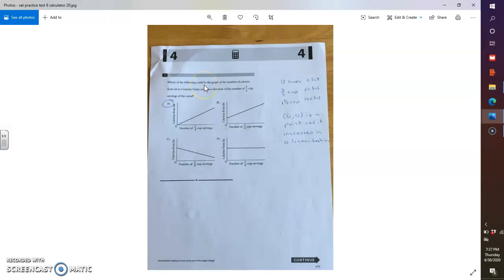It's funny, number 20 is probably the simplest of the 3 questions. Which of the following could be a graph of the number of calories from fat in crunchy grain cereal as a function of the number of 3/4 cups of a serving? Well, we were told earlier that 3/4 of a cup gave us 50 grams of fat. Well, obviously there's 0 grams of fat when there's 0 cups. So right away, that's got to be the answer.